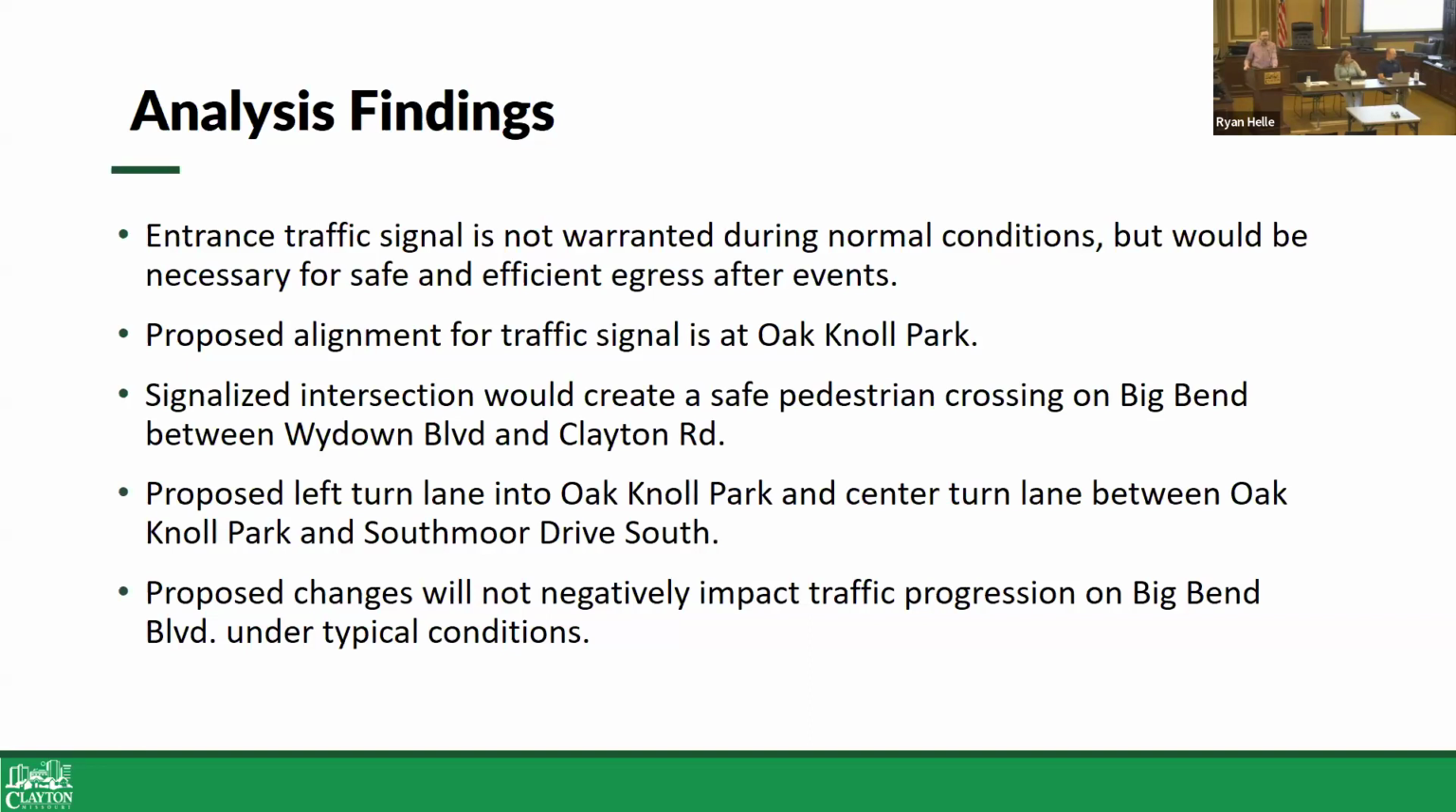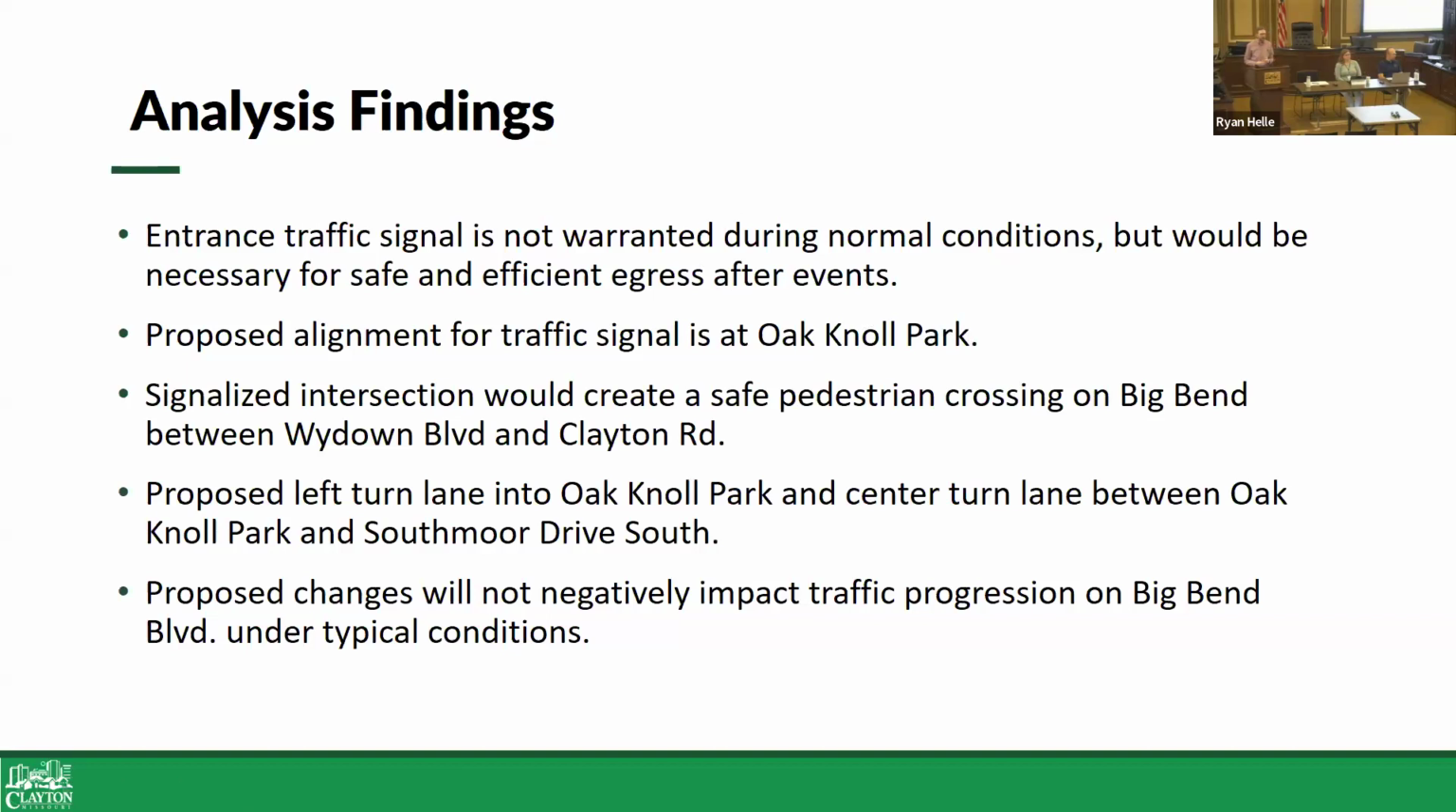So when we're talking about a signal at that particular site, that signal would need to be activated in order to turn red on Big Bend. So if there's not a car trying to turn onto Big Bend out of this site or out of Oak Knoll Park, then the light would just continue to be green on Big Bend. So it shouldn't have any significant impacts on the flow of traffic, which is one of the key things they were looking at. So the proposed alignment for that traffic signal is at Oak Knoll Park.